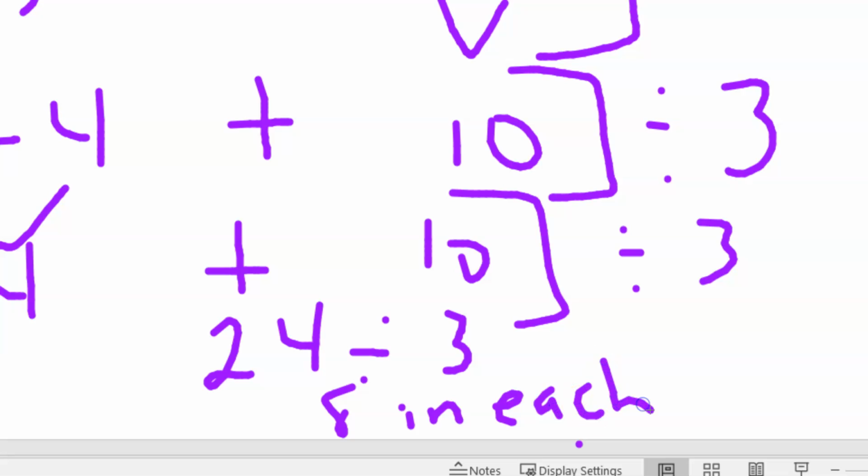Sorry about my fantastic handwriting there. 8 in each book. So I hope that helps so that you can solve problems like this. Please let me know if you have any questions.